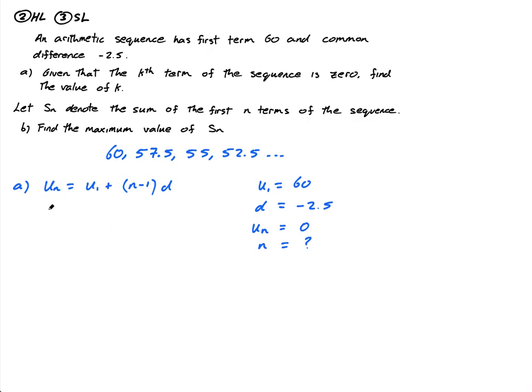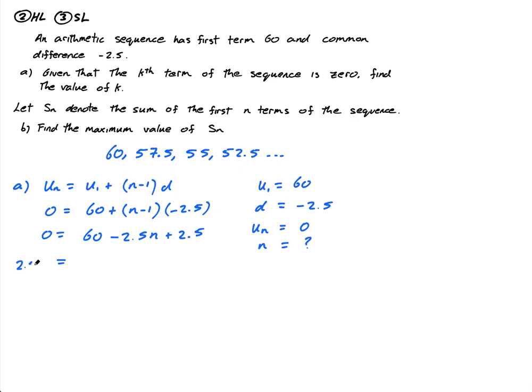So I can say 0 is equal to, because u of n is 0, u1, 60, plus n minus 1 times d, which is negative 2.5. Find n. That's it. So now I just have an equation, one variable. This should not be difficult. 0 equals 60, multiply this out, minus 2.5n plus 2.5, because it's negative 1 times negative 2.5.